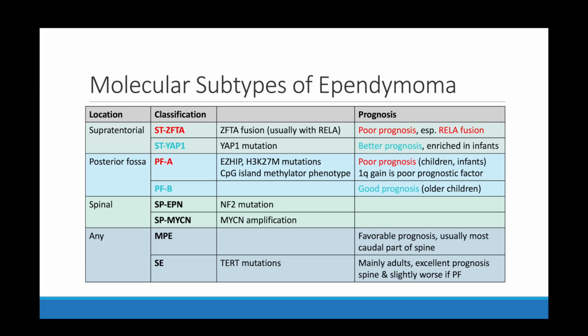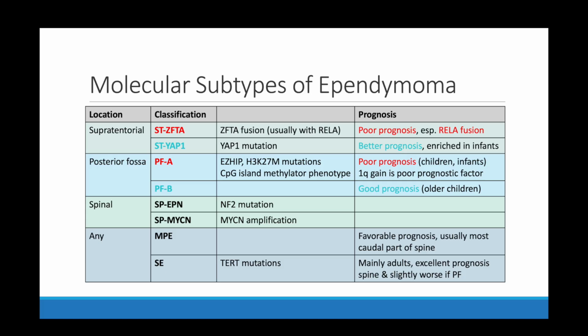supratentorial molecular subtypes. In terms of posterior fossa, there's PFA and PFB. PFA, I think A is awful. It has a poor prognosis. It tends to be in more children and infants. And then PFB is better. So it has a good prognosis, tends to be in older children.